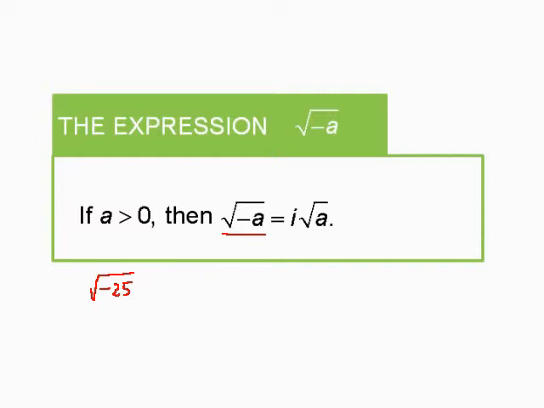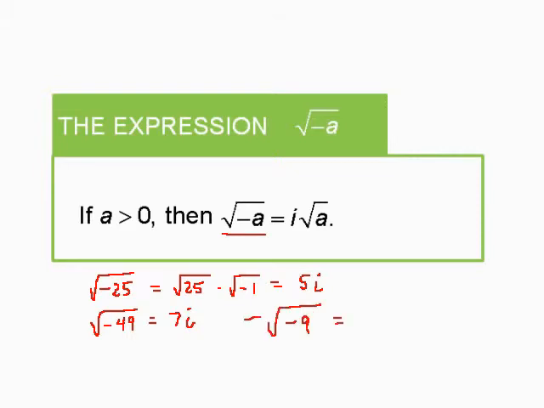Let's say the square root of negative 25. We could break that up into the square root of 25 times the square root of negative 1, and we know that would give us 5i. Or we could take the square root of negative 49 and say that is 7i. Or we could take minus the square root of negative 9, and with that negative out front, we're going to get to this rule.